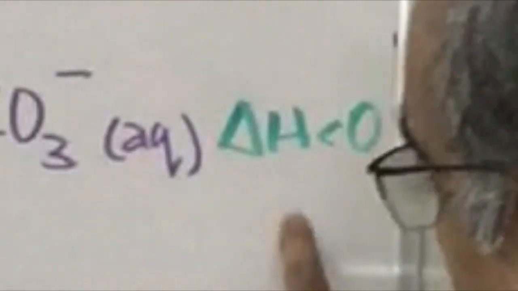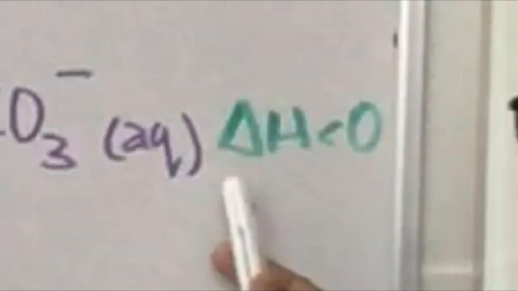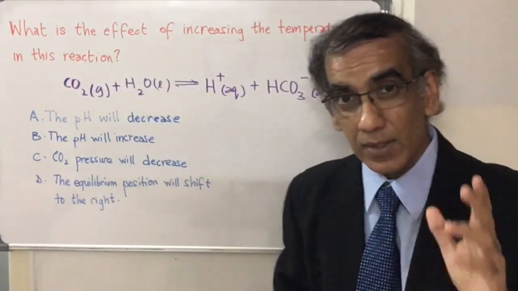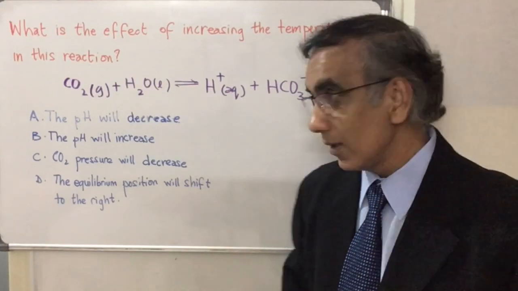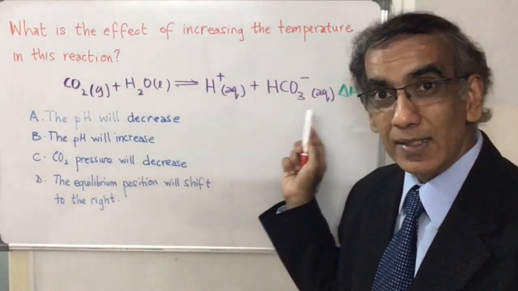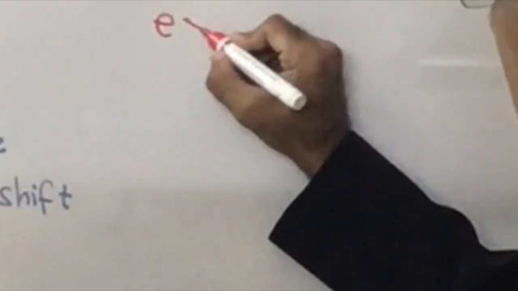And you have to note first of all the enthalpy change for this reaction, delta H. It's less than 0. That is very significant in arriving at the answer, because with delta H less than 0, it means you have an exothermic reaction.